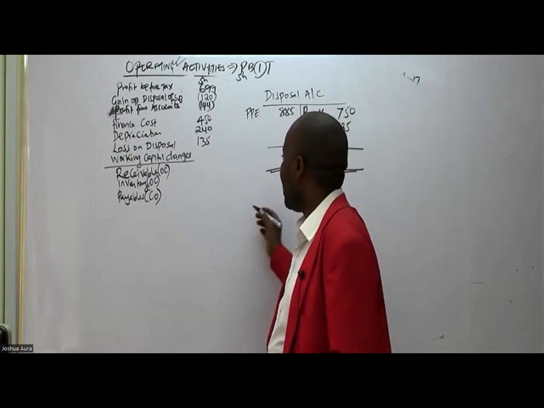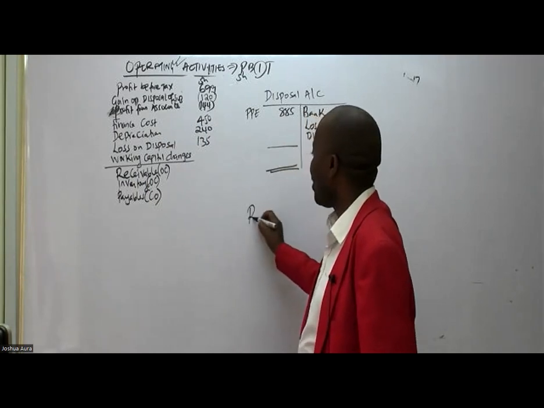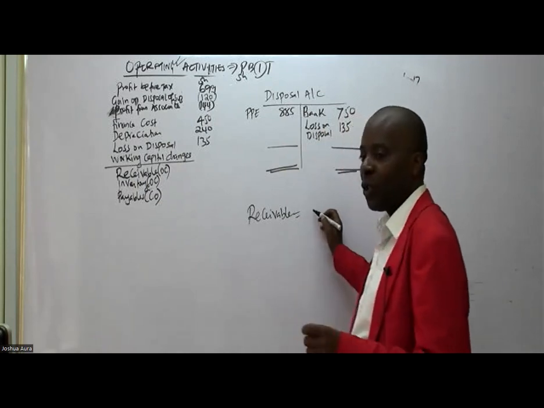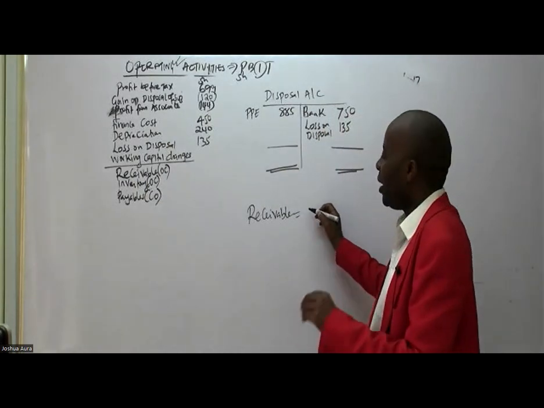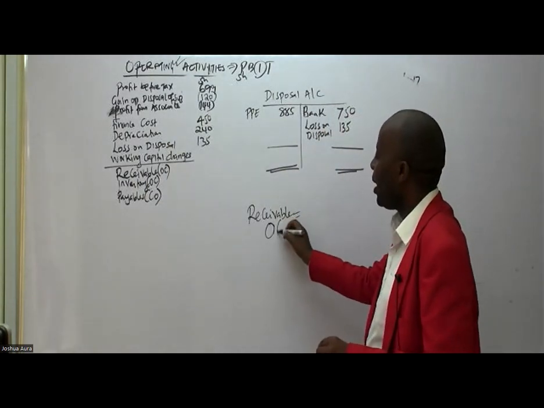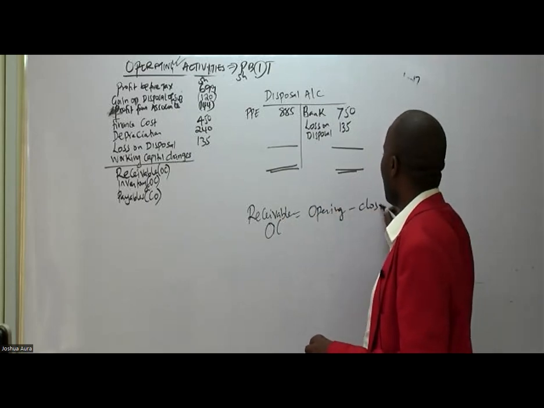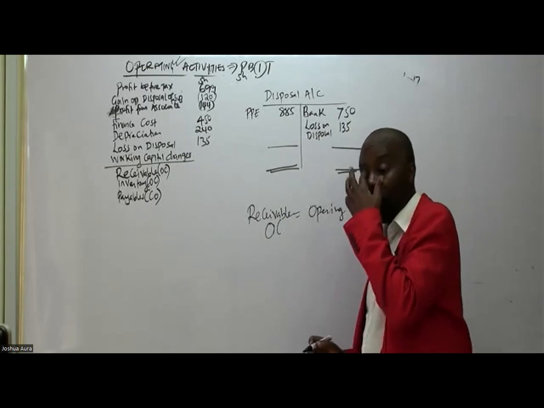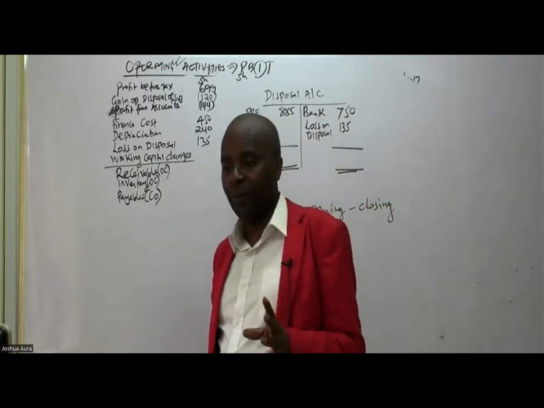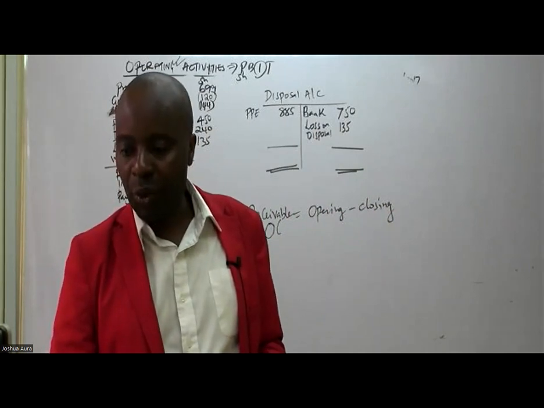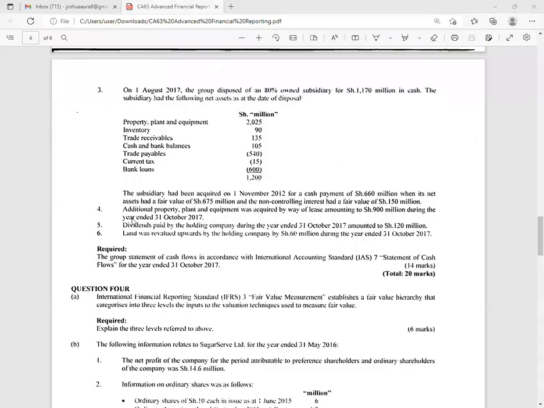For you to understand this, let's just have a working for receivables. So for receivables, to be able to get that change, it is OC. OC means we take opening minus what here? Closing. OC means we take opening minus closing. So please look for your receivables in the balance sheet.